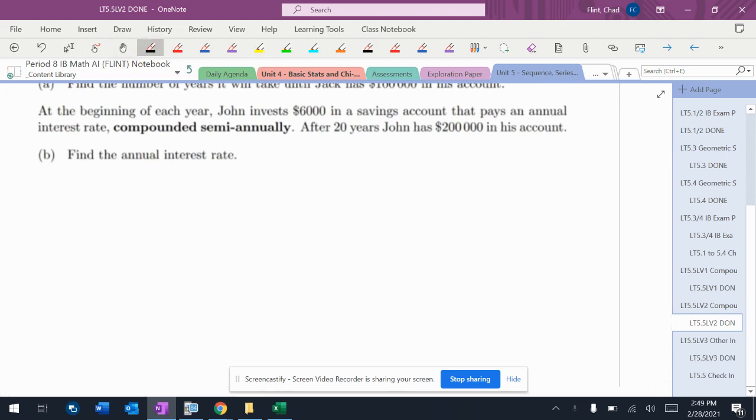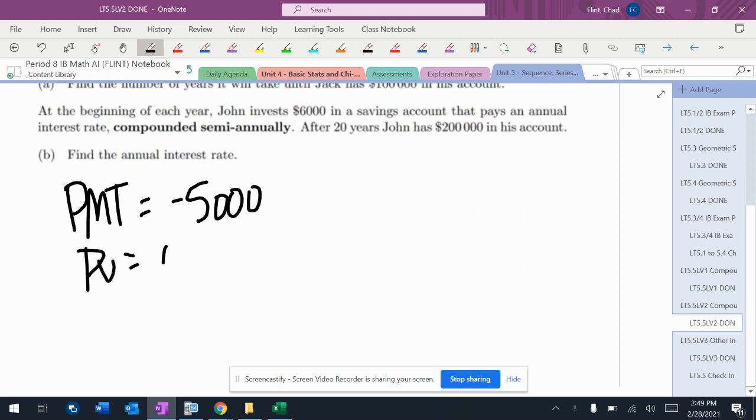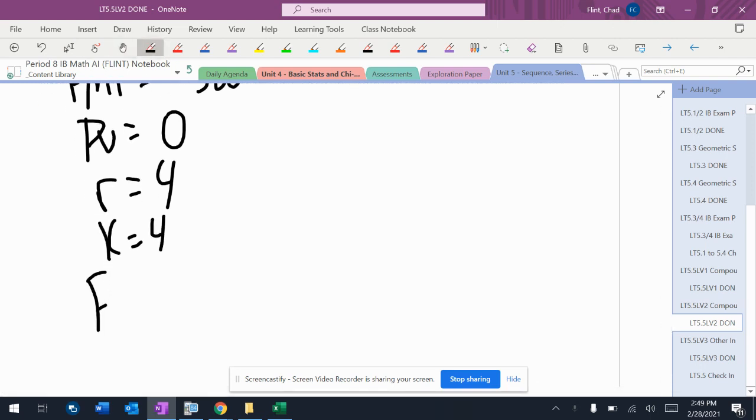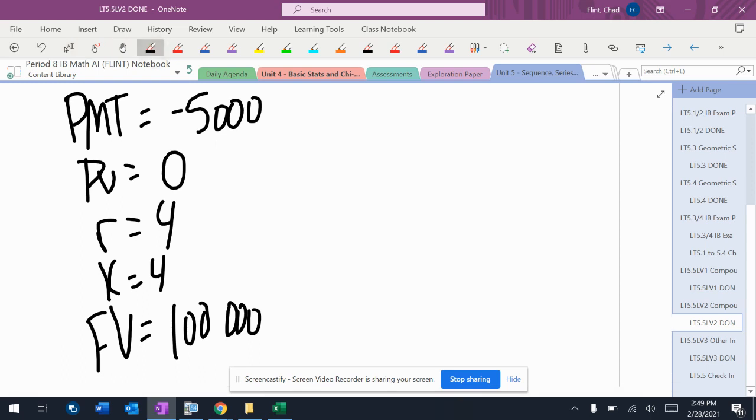So this has a payment involved in it. So this one has a payment of 5,000. And whenever you make something, you're making the payment. So it's 5,000. Its present value is nothing. He doesn't start out with anything. It's 4% interest, so his rate is 4. His compounding is 4 also. And he wants his future value to be $100,000. All right, and we're going to figure out what the number of years is.